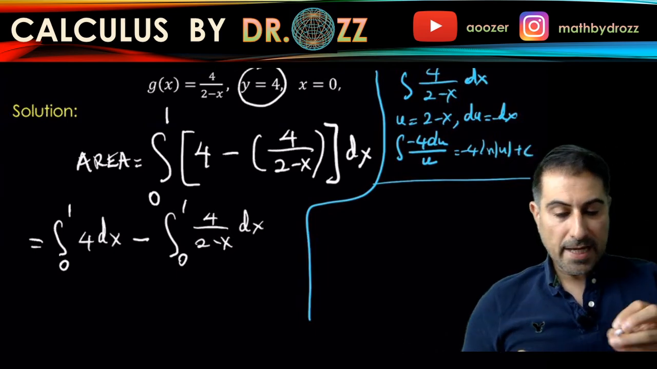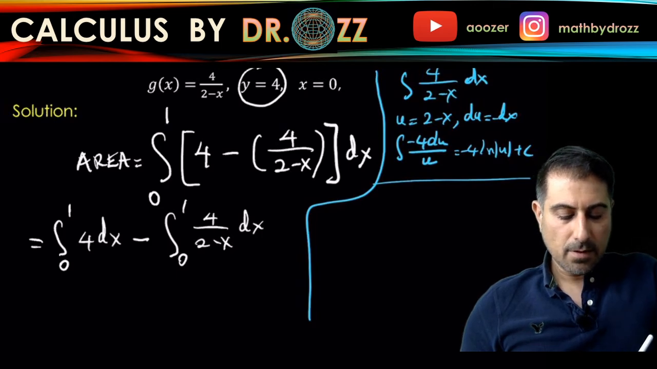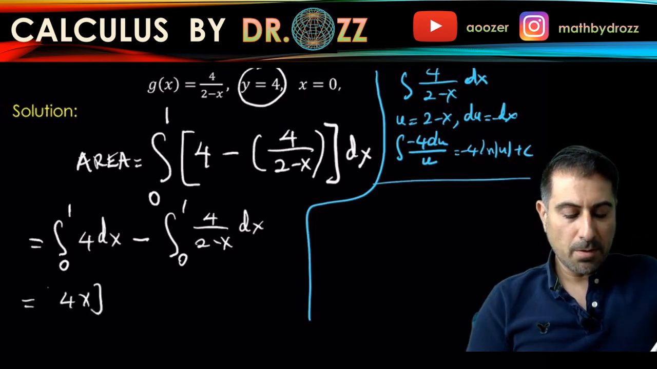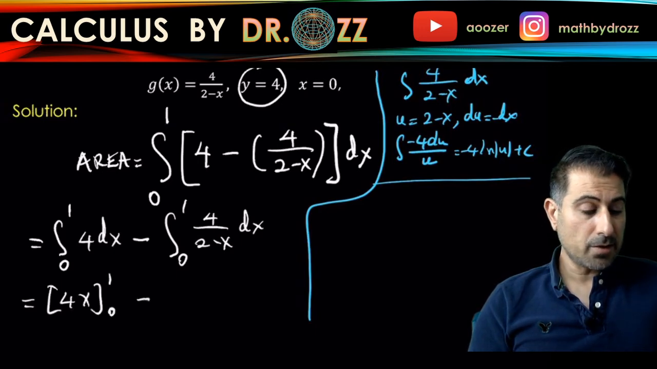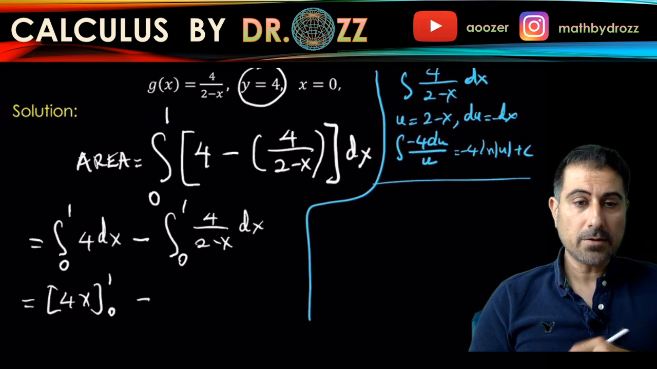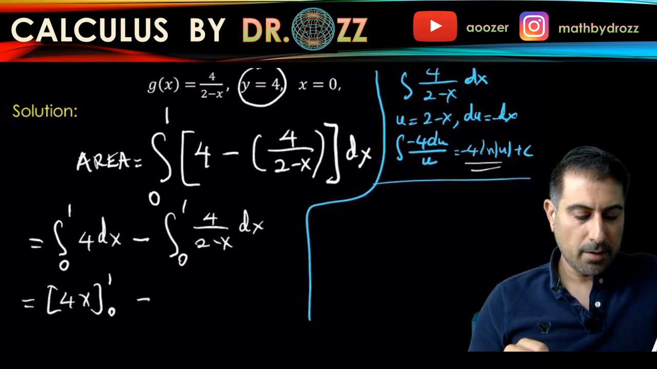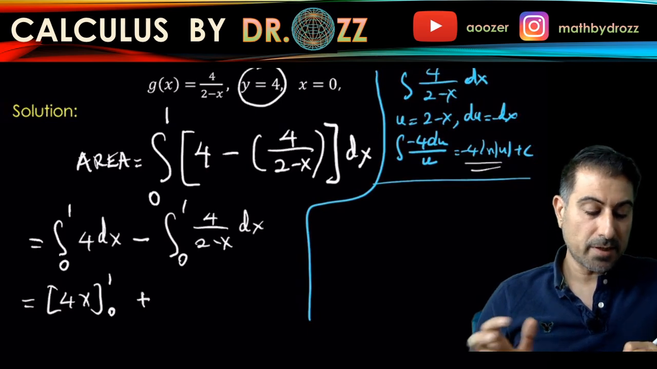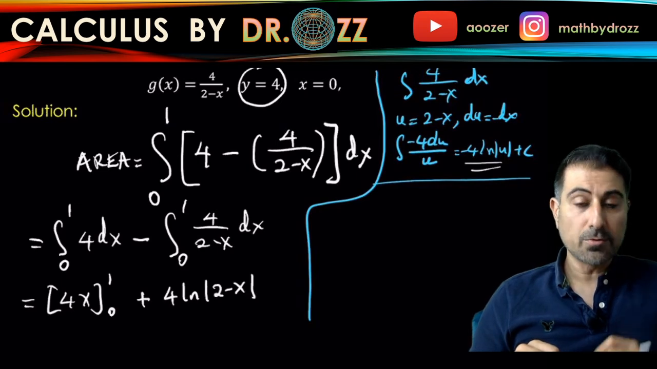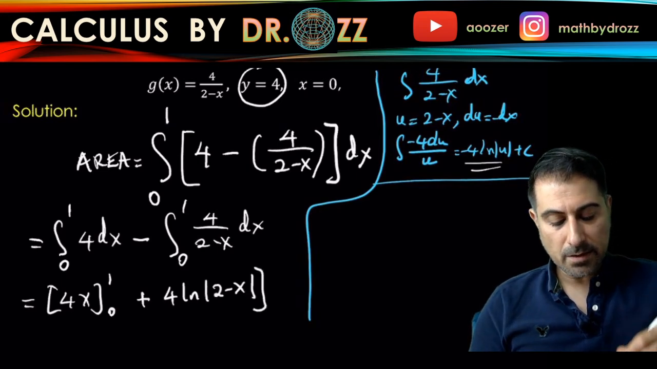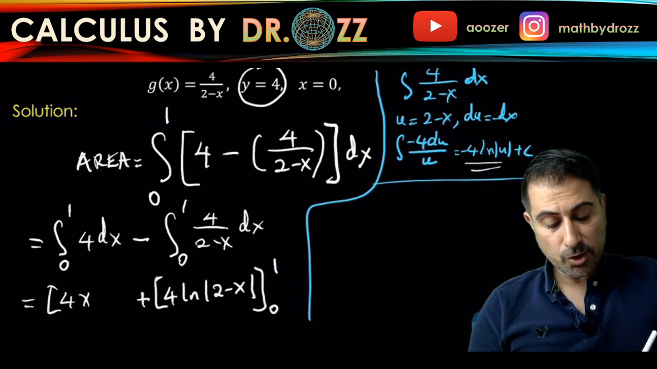So I'm going to go ahead and use that. All right, so this is 4x. Lower limit is 0, upper limit 1, minus. There's another minus coming from the integration here that I did right here. So it's plus 4 ln 2 minus x, because that's ln absolute value of u, right? From 0 to 1. I can do all the evaluations in one shot, right?